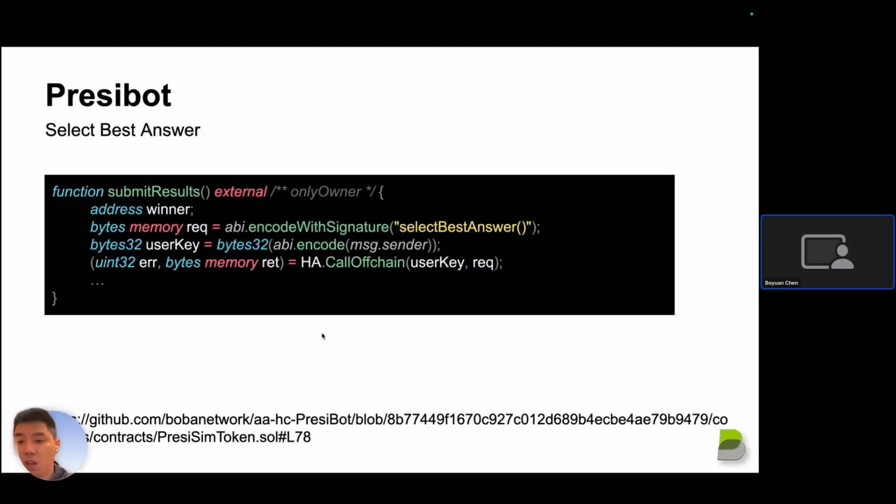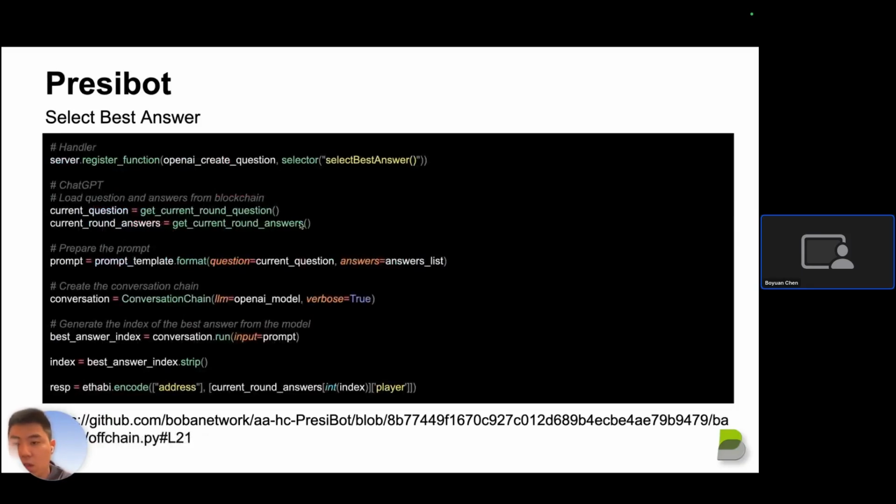You also have another function called submit results, and it encodes the off-chain RPC endpoint method, select best answer, and you also need to encode the sender address, and you call this HA smart contract. HA is a smart contract provided by us, so you don't have to worry about that. And call the call off-chain, provide the user key and the questions request, then submit it. Now let's go to this off-chain RPC endpoint.